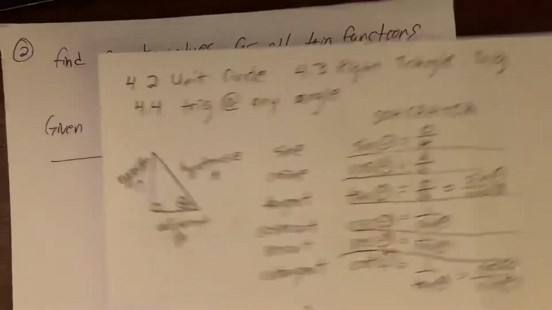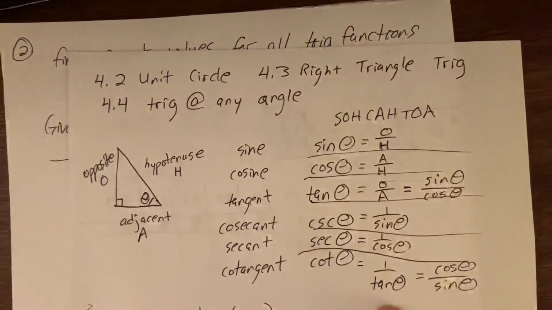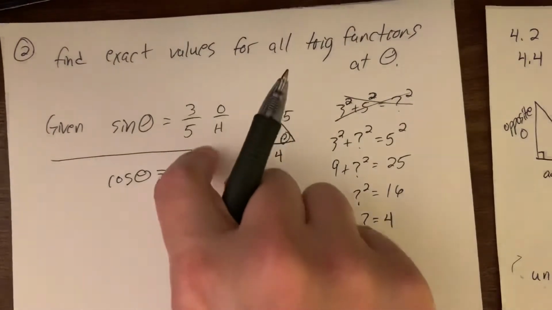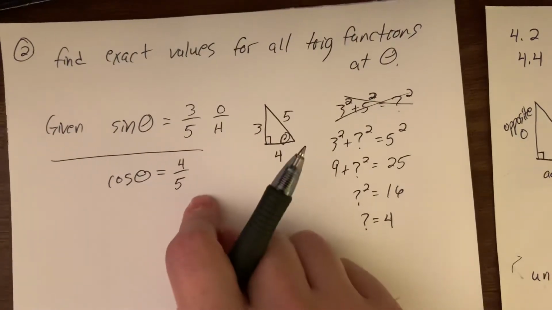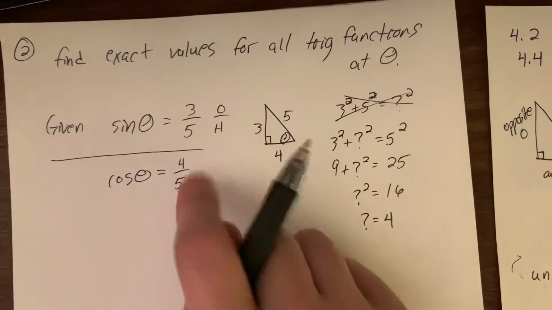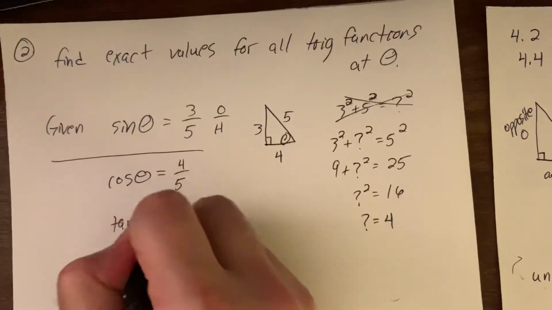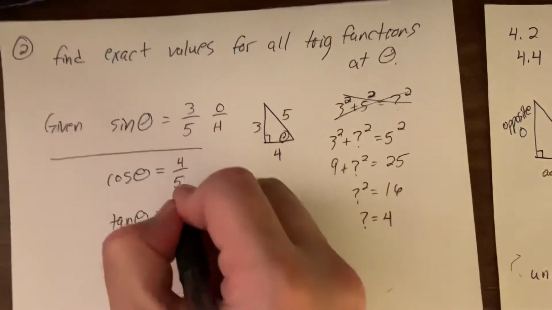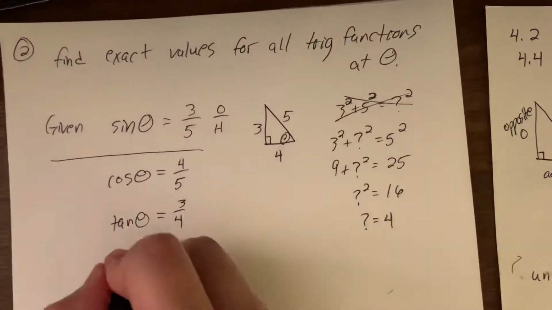If you're not super familiar with these, the way to memorize these is to keep writing it out. Don't just write the answer. Write A over H. Remind yourself in the problem, in your notes, where that's coming from. Tangent of theta is opposite over adjacent. So opposite over adjacent, 3 over 4.